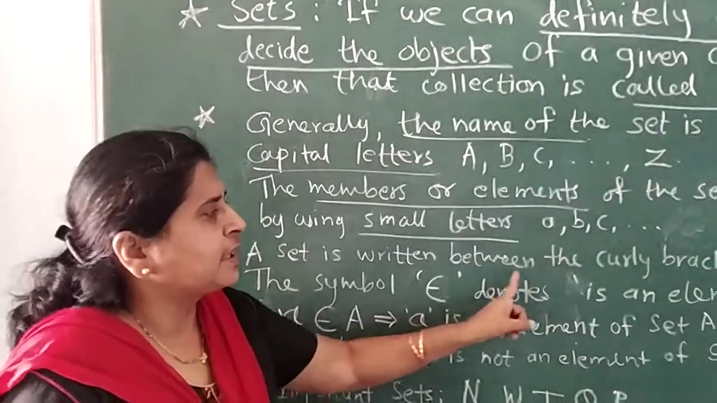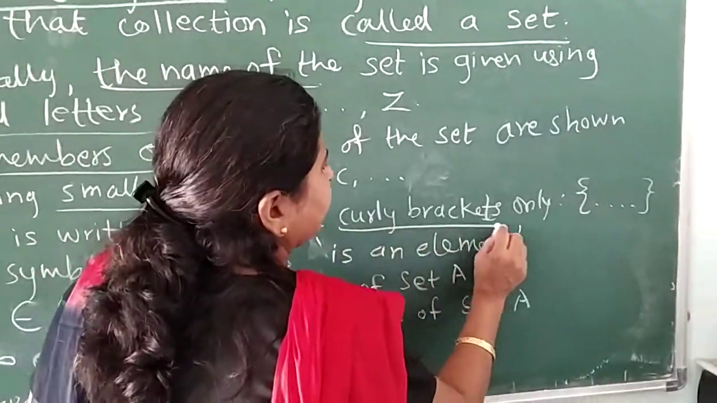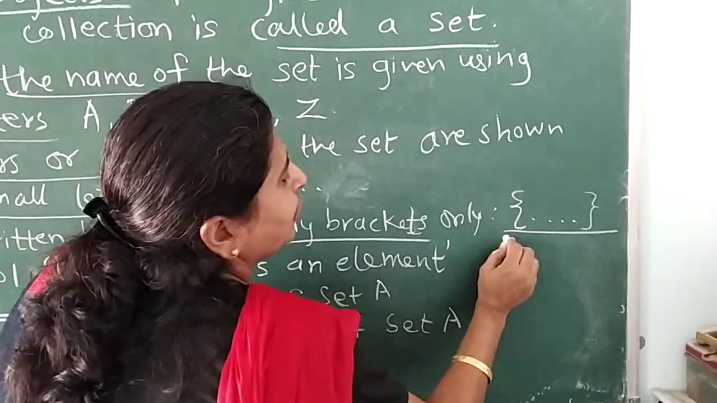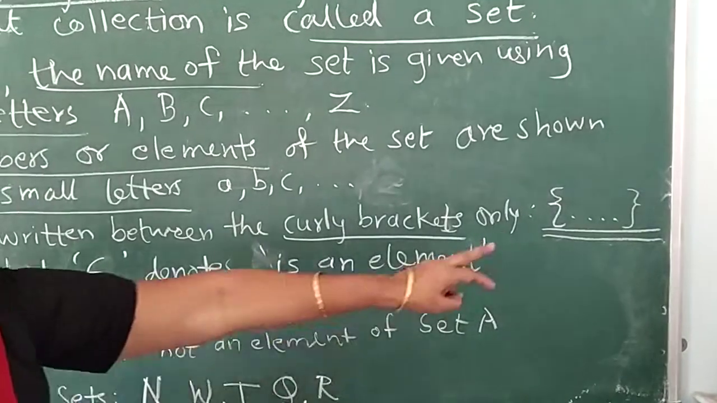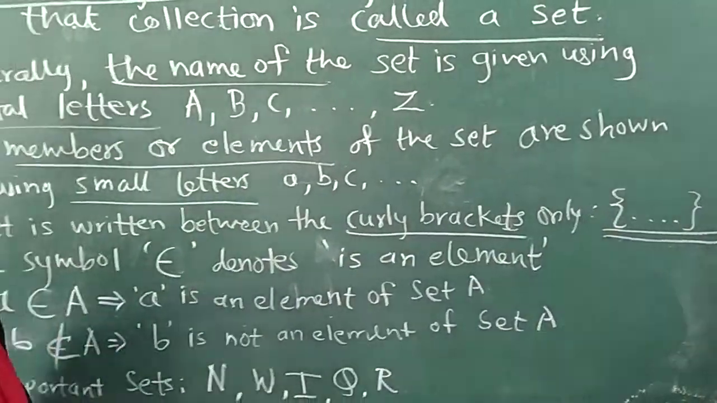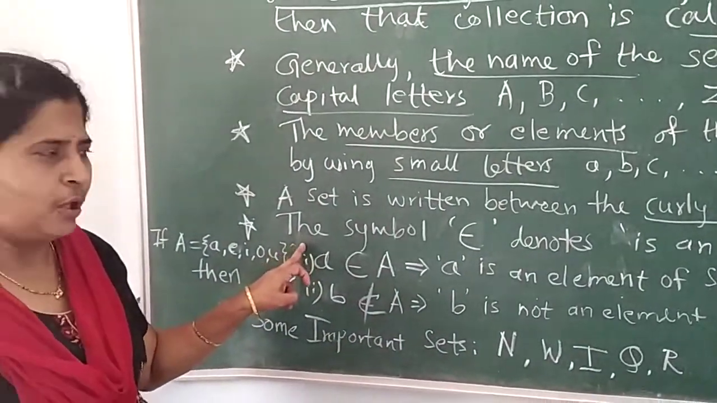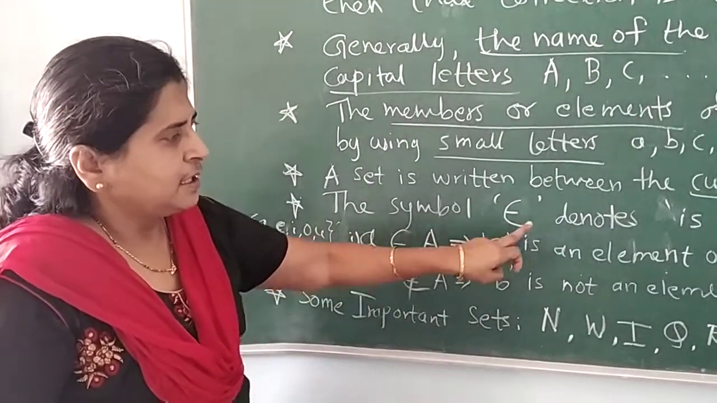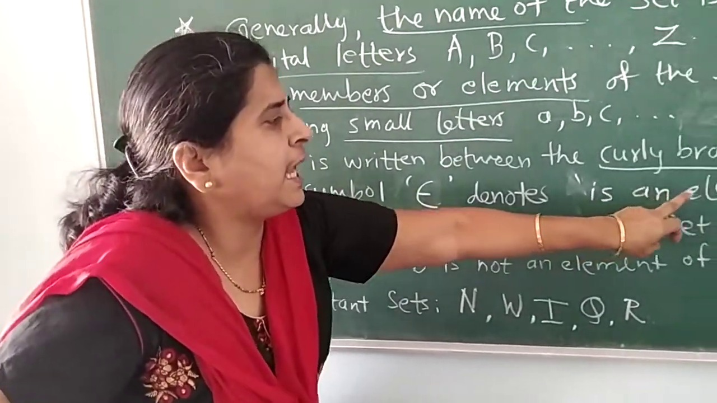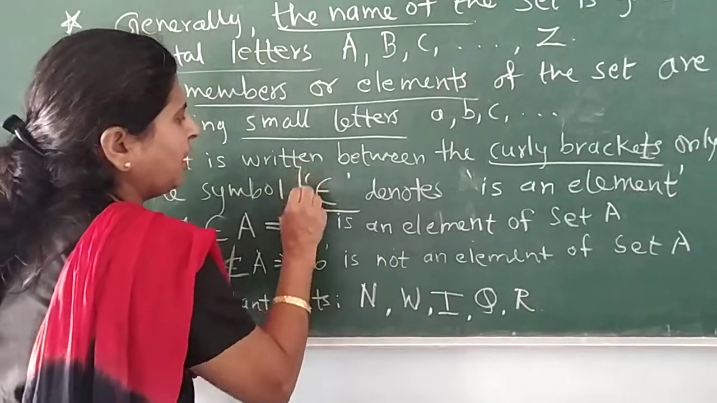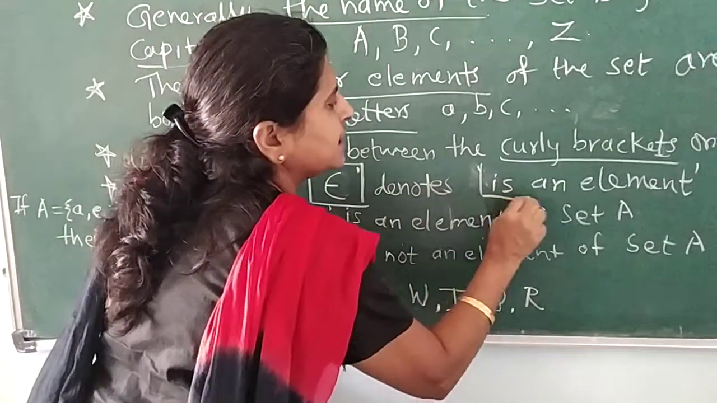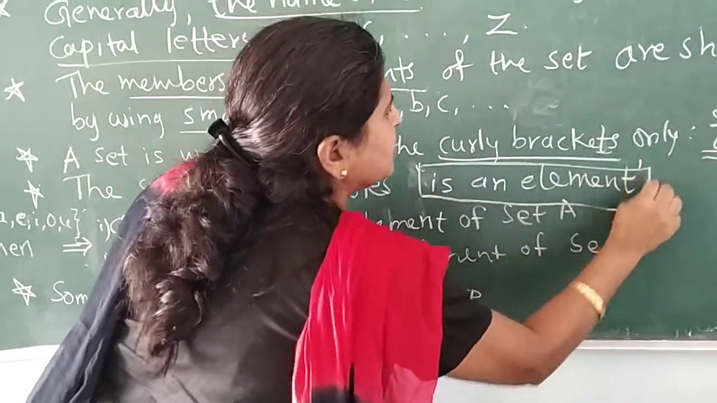One more thing we will see is how to write a set. A set is always written between curly brackets. That means we write the set, whatever it is, in between curly brackets. And one more symbol, let's see. This symbol denotes "is an element of". What is the meaning of this symbol? Its meaning is that it is an element. So how is it used?